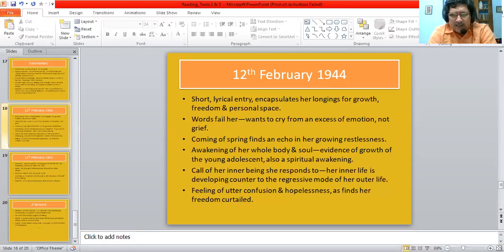But there is also a spiritual awakening. She responds to the call of her inner being. Her inner life is developing counter to the regressive mode of her outer life. There is a feeling of utter confusion and hopelessness as she finds that her freedom is curtailed.